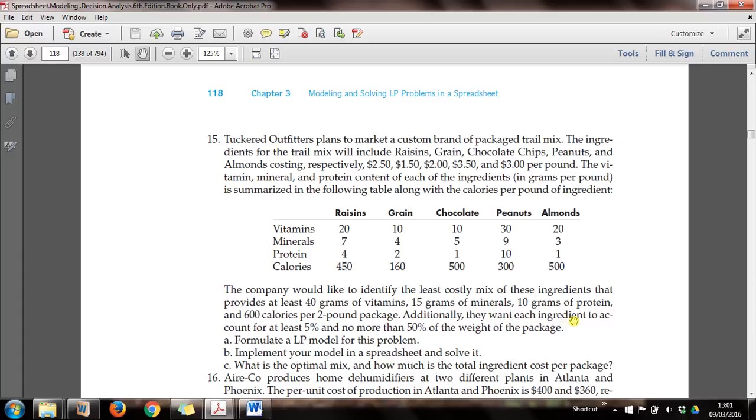Additionally, they want each ingredient to account for at least 5%. That means the raisins should be at least 5% of the weight of the package, so 5% of 2 pounds, and no more than 50% of the 2 pounds. So let's solve this. First formulate the LP and we'll solve it in Excel.